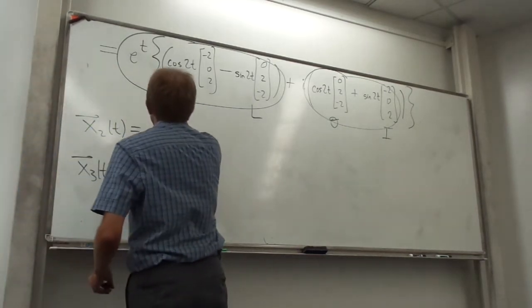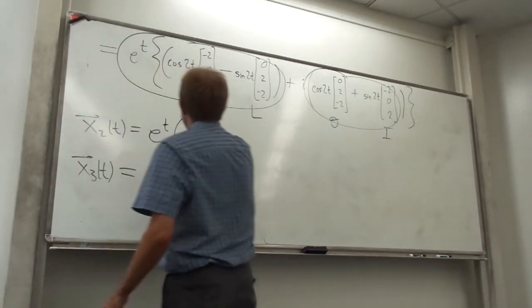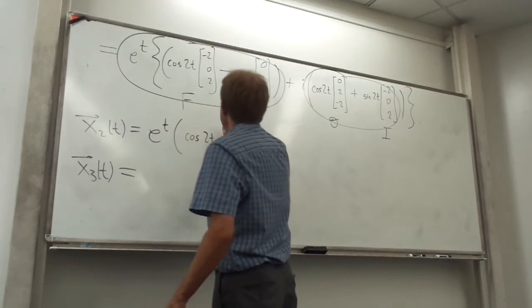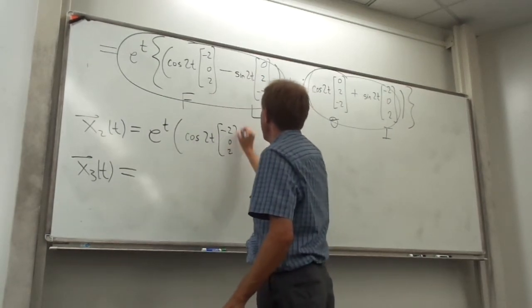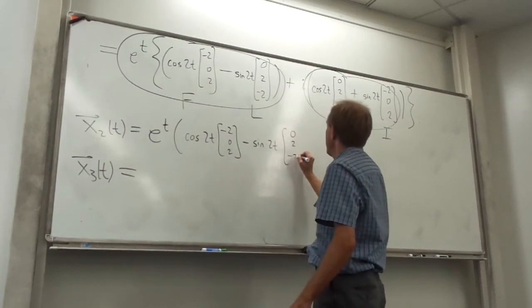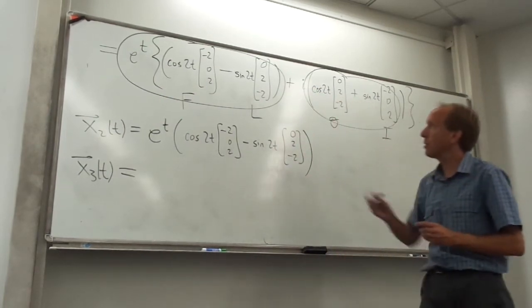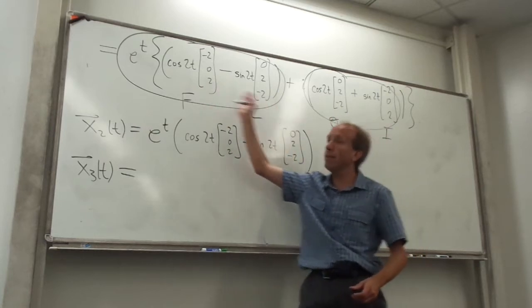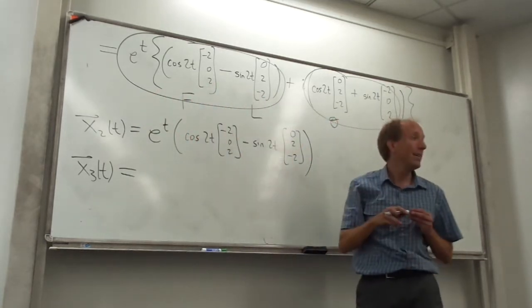So this is just going to be e to the t times cosine of 2t times negative 2, 0, 2, minus sine of 2t times 0, 2, negative 2. Okay, so that's just the first part. That's really coming from the F and the L of the FOIL that we have.